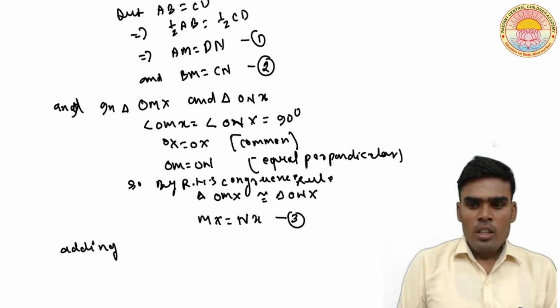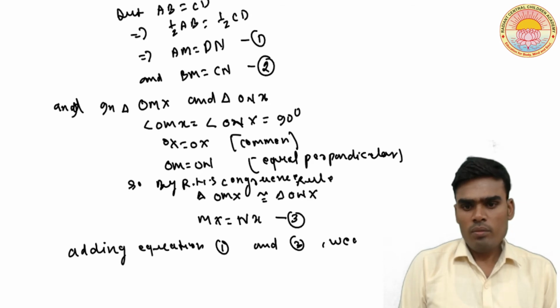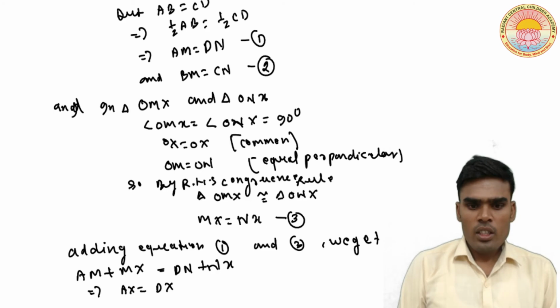Adding equations 1 and 3, we get AM plus MX is equal to DN plus NX. This implies that AX is equal to DX.